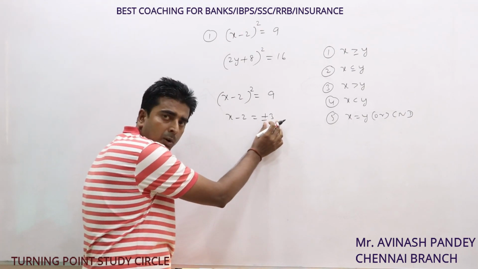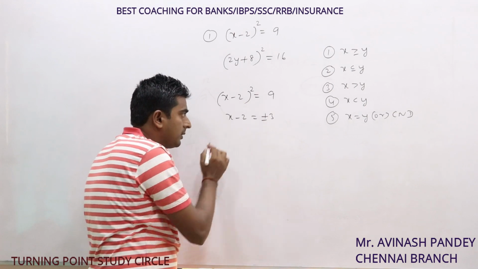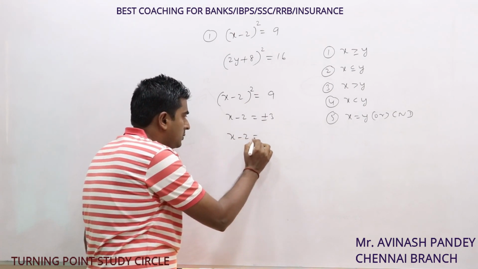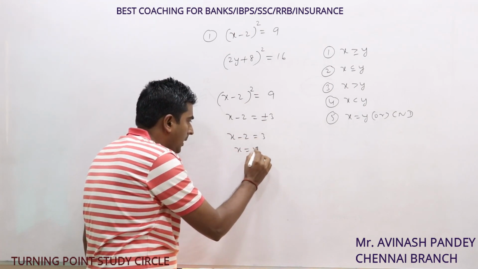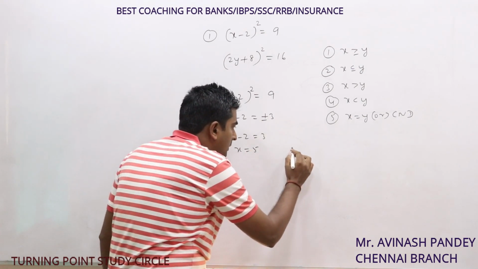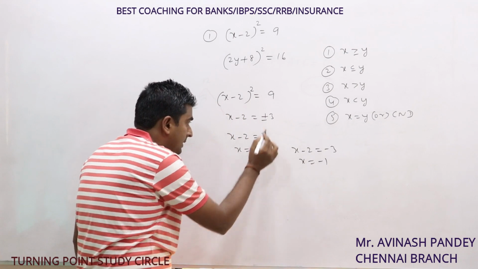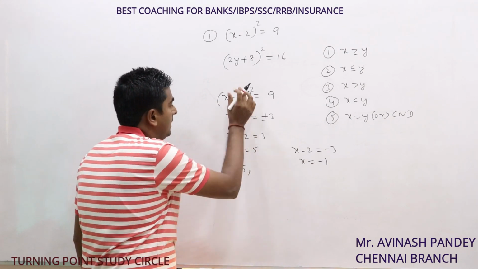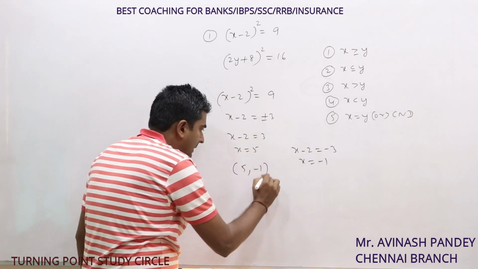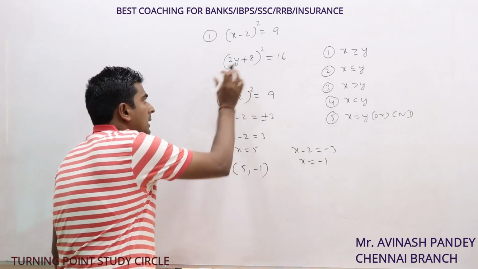So we need to consider one positive value, one negative value. So when you consider the positive value, x minus 2 is equal to 3. X is equal to how much? 5. When you consider x minus 2 is equal to minus 3, x is nothing but how much? Minus 1. So for the first equation, my answer is nothing but 5 and minus 1. Right?